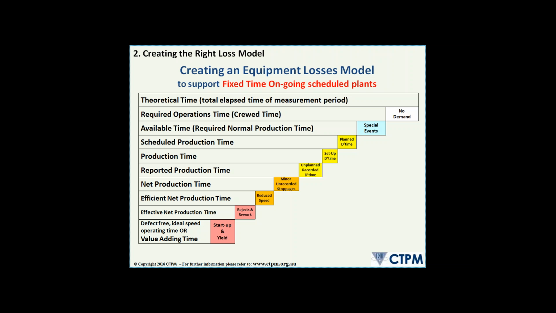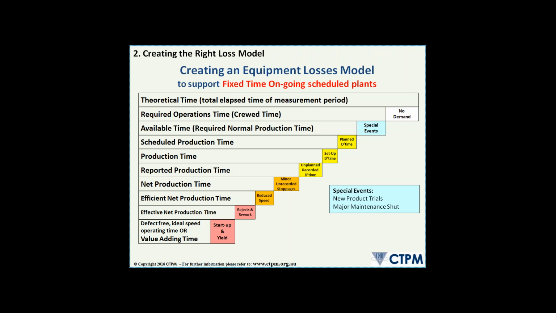Then there will be a period, or could be a period, of no demand. In other words, we don't work the weekends, or we might only work 1 or 2 shifts a day. So there's a certain amount where we don't crew the place, and we take that out, and then we're left with our required time. Now we've added in there this one called special events.